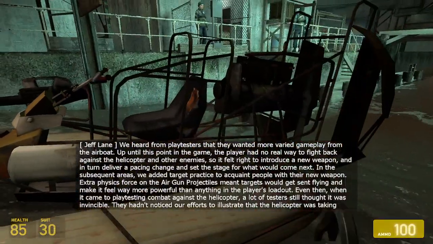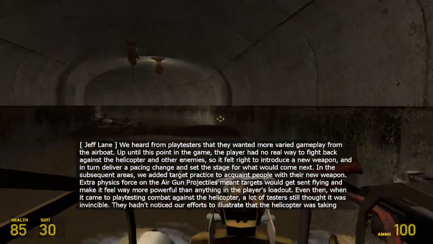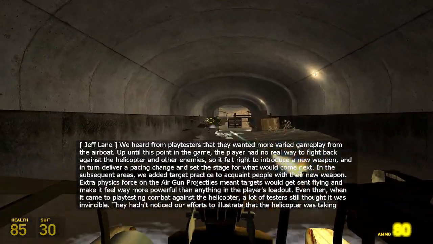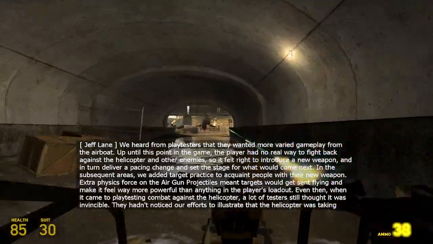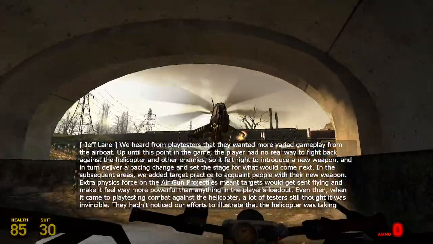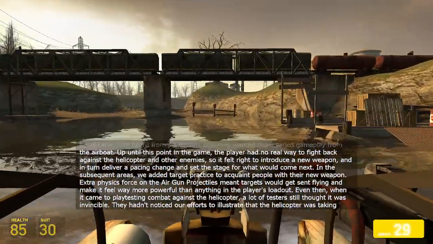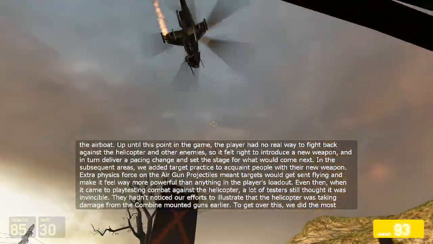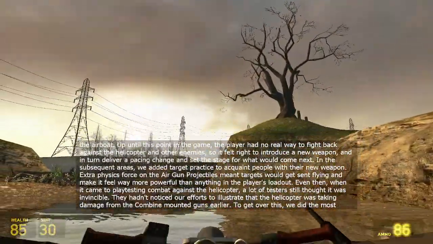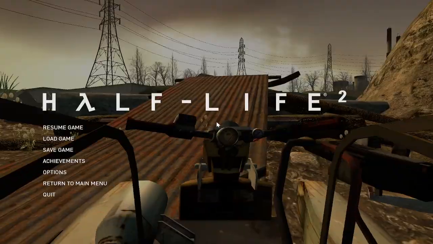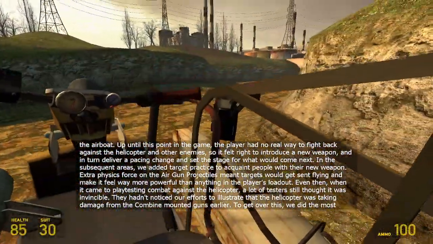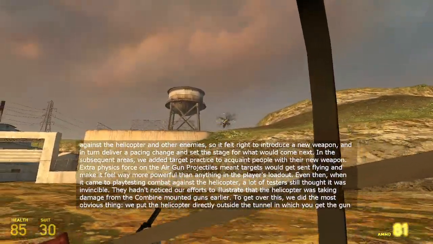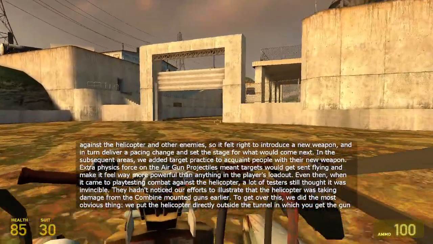Airboat Changeup. We heard from the playtesters that they wanted more varied gameplay from the airboat. Up until this point of the game, the player had no real way to fight back against the helicopter and other enemies, so it felt right to introduce a new weapon, and in turn, deliver a pacing change and set the stage for what would come next. In the subsequent areas, we added target practice to acquaint people with their new weapon. Extra physics force on the airgun projectiles meant targets would get sent flying and make it feel way more powerful than anything in the player's loadout.